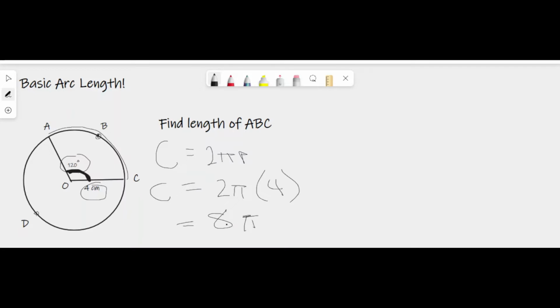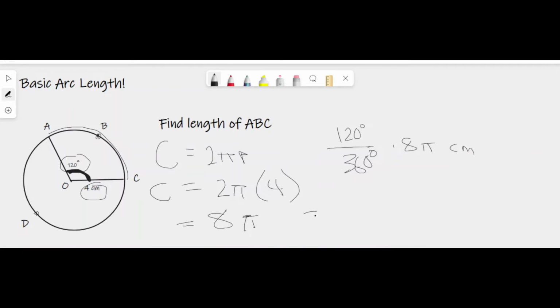Now the question becomes, what do we do with this number to get the 120 out of 360 degrees arc length? So all the question is asking is to take a fraction of the whole circumference. So we just have to take the fraction that 120 out of 360 is out of 8 pi. So let's just plug it in. 120 degrees out of 360 degrees times 8 pi centimeters. Don't forget your units.